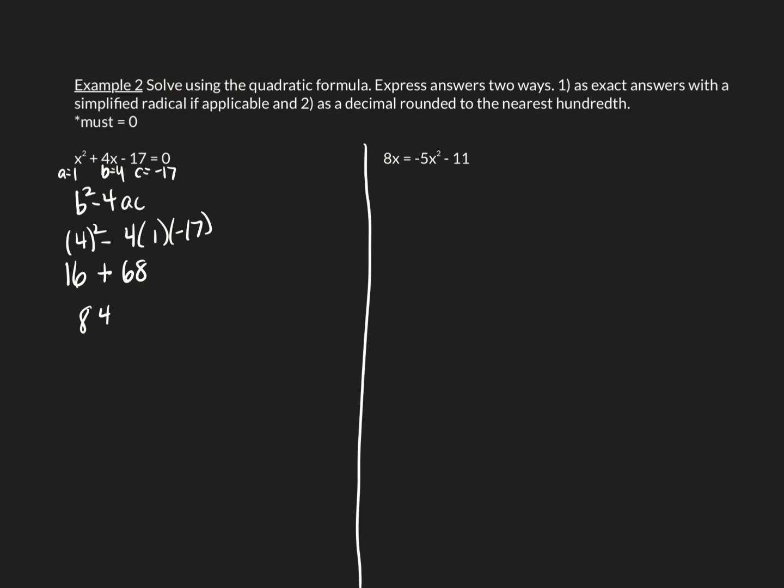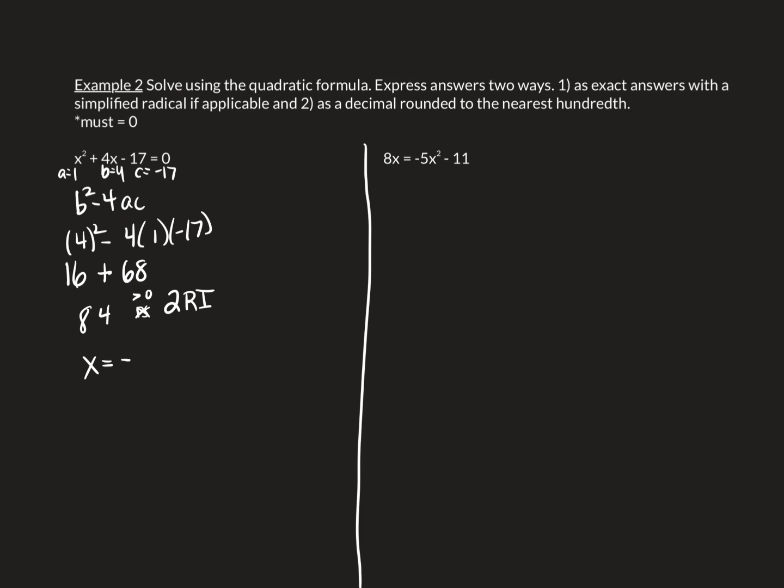Okay, so this number is greater than 0 and not a perfect square. So now I'm going to have two real irrational answers, and I am going to have a radical in my answer because 84 is not a perfect square. So I'm going to write the quadratic formula and sing it.